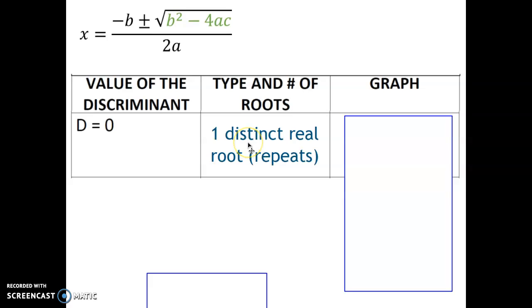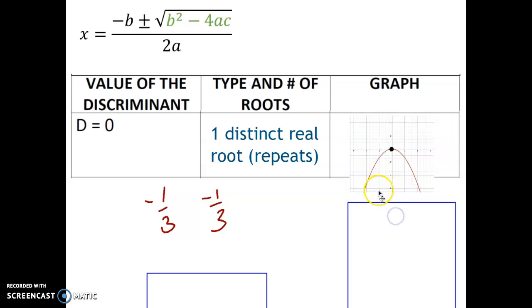I'm going to use the word distinct there because I do actually have 2 roots. Remember the one we did the other day was negative 1/3 and negative 1/3. It just so happens that my root repeats itself. I always have 2 roots. It's just that my 2 roots may not be different from one another. So I have one distinct real root. I have one that you can tell the difference between because the 2 that I have are identical. Okay, so what does that mean for the graph? Well, if I have one distinct real root, that means I should only see one x-intercept. So maybe the graph is going to look like this. You can see it sitting right there on the x-axis.